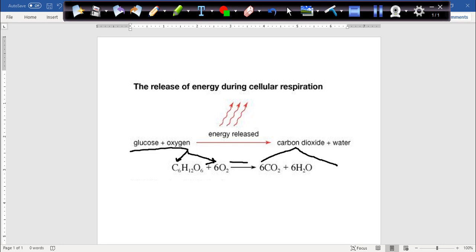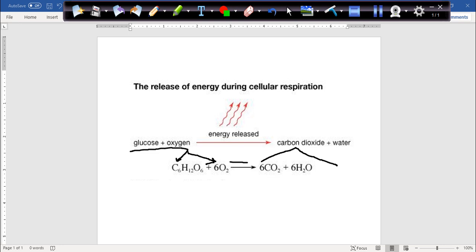And if you examine the last paragraph at the bottom of page 520, if you examine the two equations, you will notice that the products of photosynthesis are the raw materials of cellular respiration, and the products of cellular respiration are the raw materials of photosynthesis. These two processes are part of a cycle. Plants release oxygen, a waste product of photosynthesis, into the atmosphere.